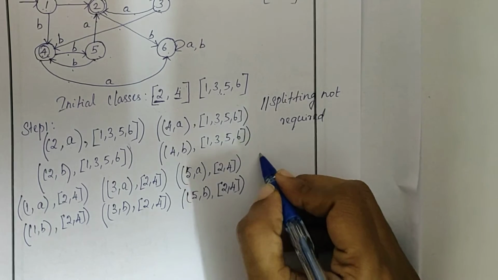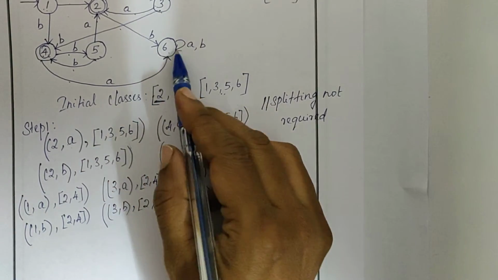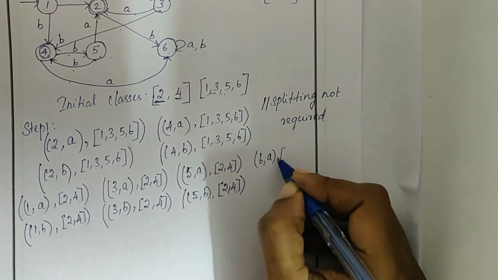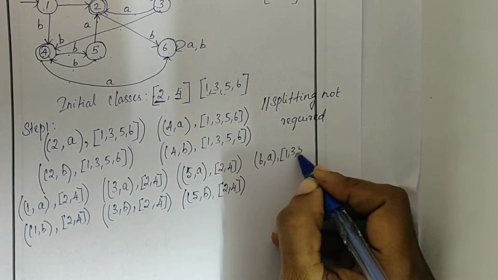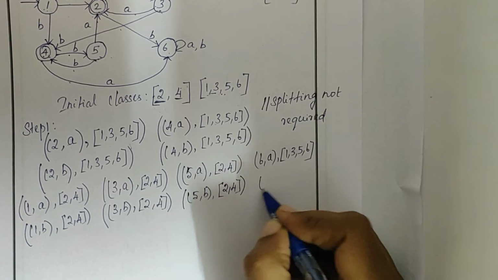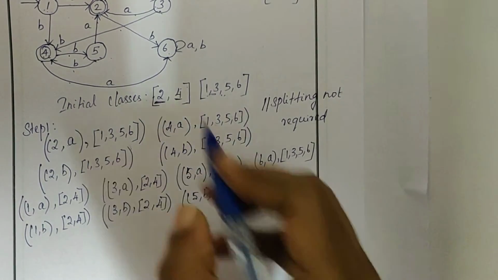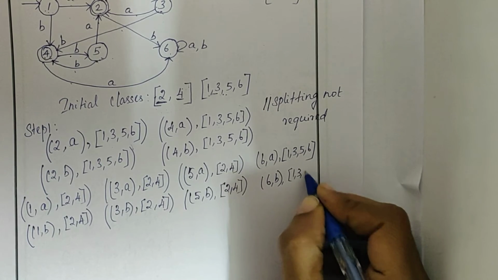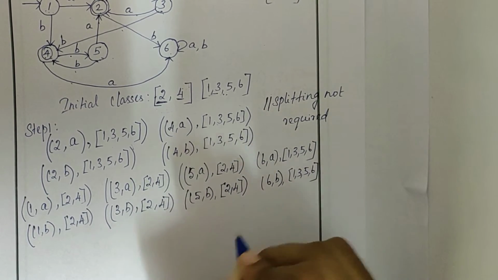Next is 6, comma A, 6, so its class is 1 3 5 6. Next 6B, 6B, again it is 1 3 5 6.